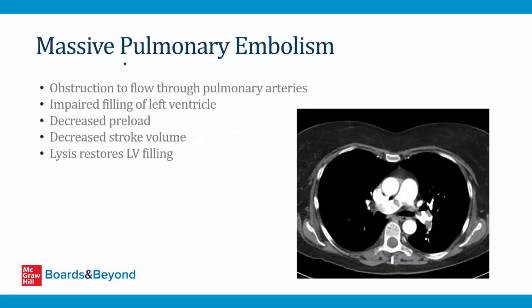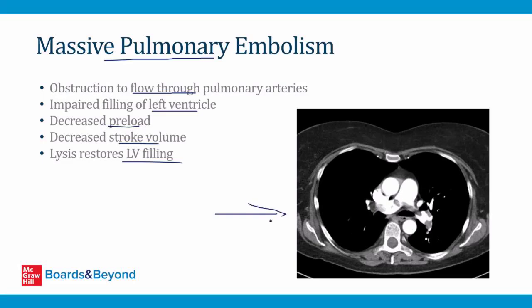And then the third cause of obstructive shock is a massive pulmonary embolism. This is another topic that I discuss in the pulmonary section. But when there's a blood clot in the pulmonary arteries and the blood clot is very large, the blood clot will obstruct flow through the pulmonary arteries to the lungs and to the left side of the heart. This is going to lead to impaired filling of the left ventricle. With impaired filling, there's less preload, less stroke volume and cardiac output, and that's what leads to shock. And if you give the patient a lytic to break up the clot that's obstructing blood flow, that will restore LV filling and can reverse the shock.